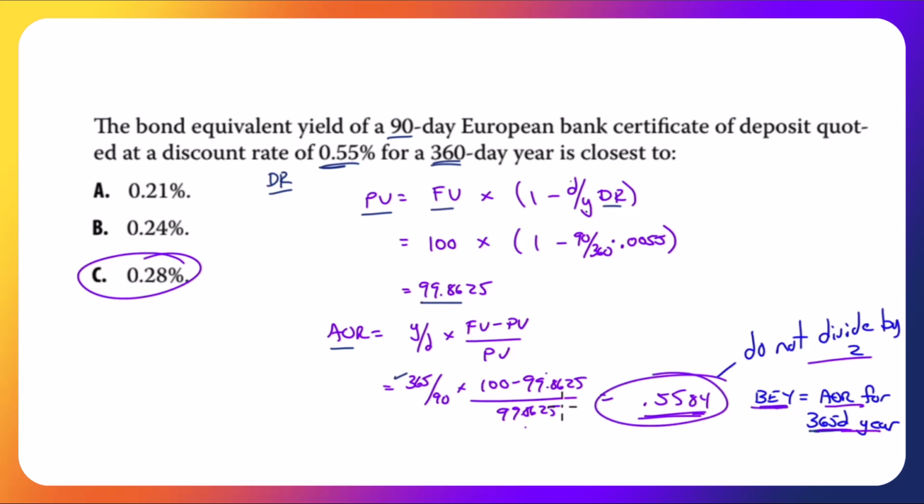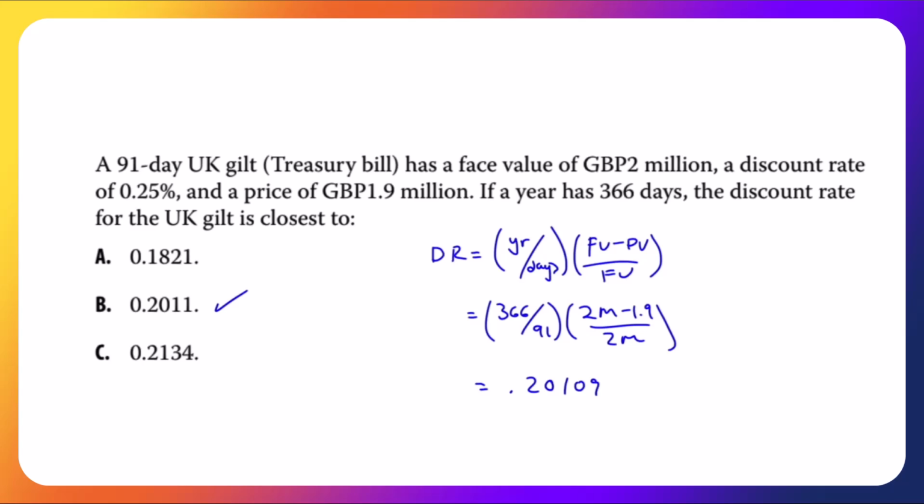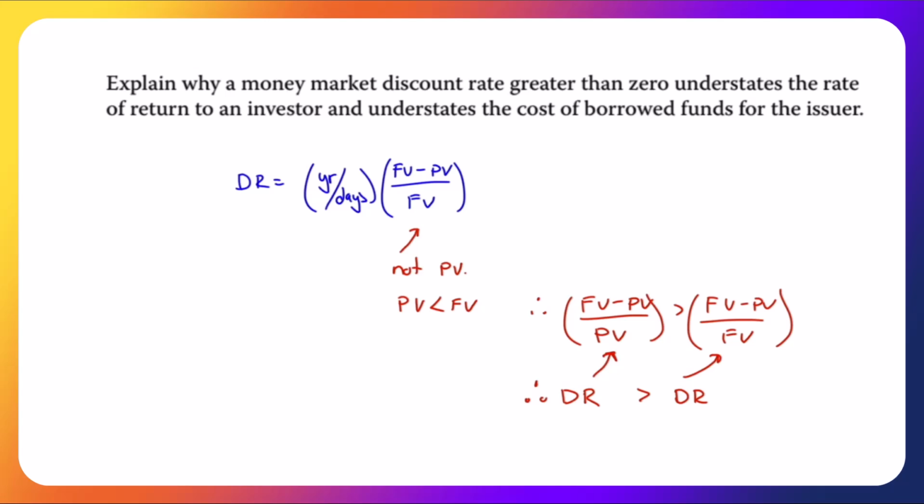You're done right there. A 91-day UK gilt has face value of 2 million, discount rate of 0.25%, and a price of 1.9 million. If a year has 366 days, the discount rate for the UK gilt is closest to. So we have to calculate it again for 366 days. Year over days, 366 over 91, future value minus present value over future value, because we're calculating the discount rate. You'll get 0.20109, 0.2011.